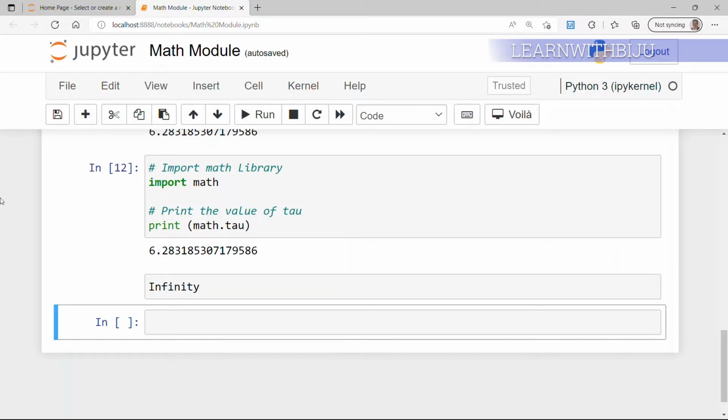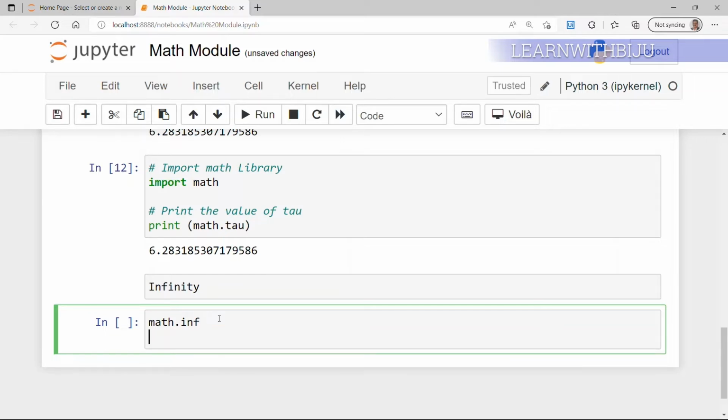The math.inf constant returns positive infinity. For negative infinity, use minus math.inf. For positive infinity, use math.inf. For negative infinity, use minus math.inf.